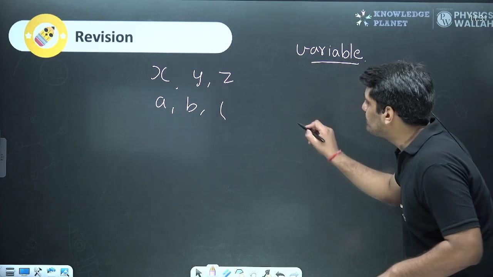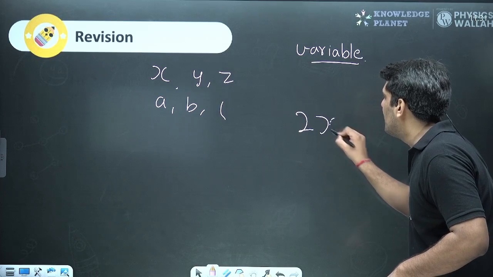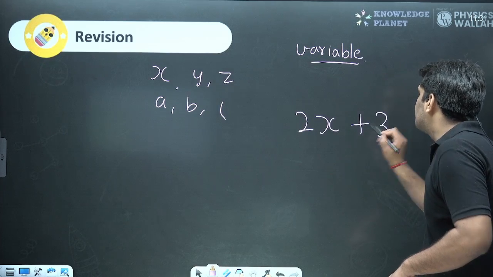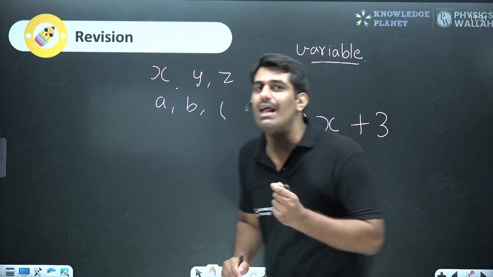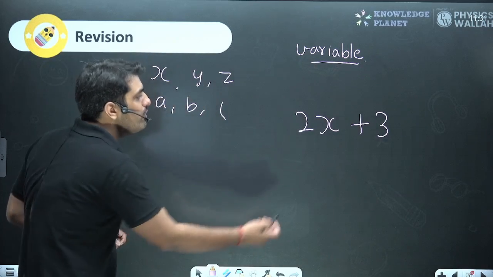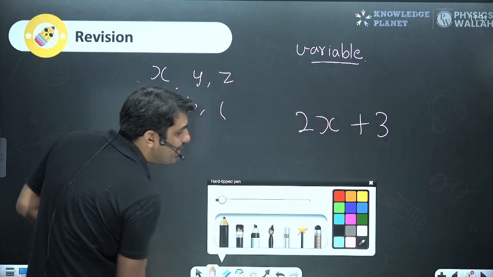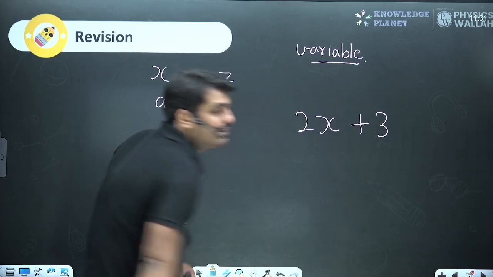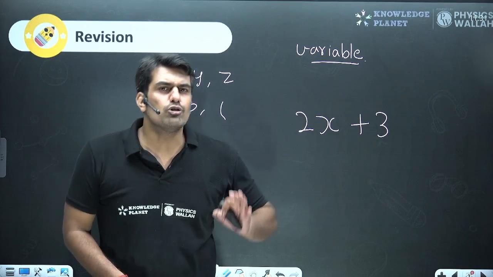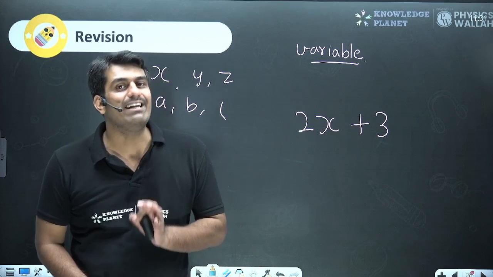If I write an expression over here, 2x plus 3. Now in this 2x plus 3, we need to understand few things. First of all, over here you can see 3. Now 3 is a normal number. You already know about 3. 3 is a normal number we regularly use. So 3 over here is called a constant number.